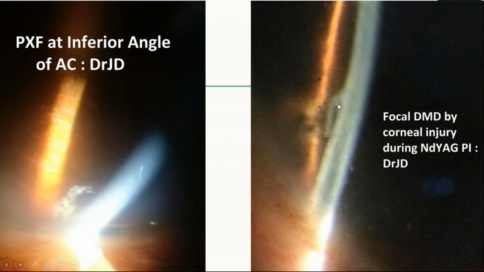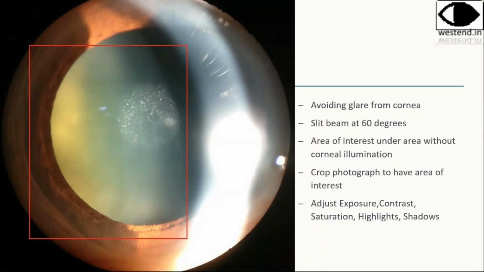This is a focal Descemet membrane detachment due to accidental YAG laser injury to the cornea during a YAG laser peripheral iridotomy. So all these are slit images which need more focus and lighting techniques to get good photographs.